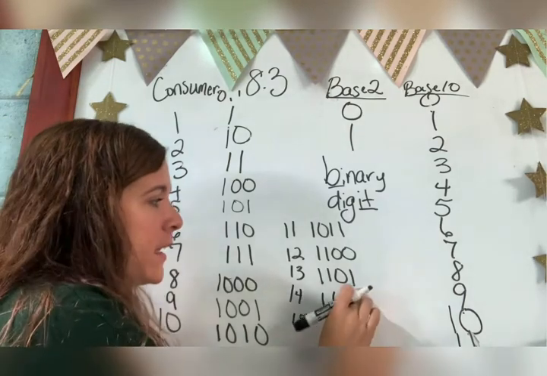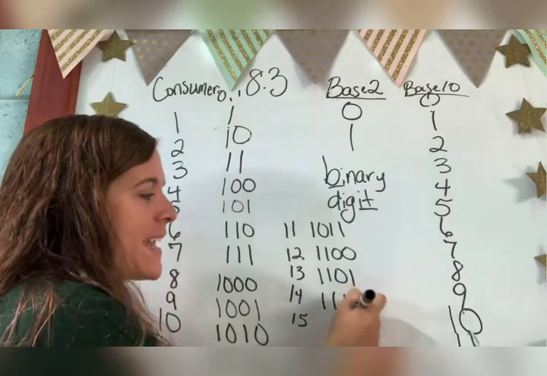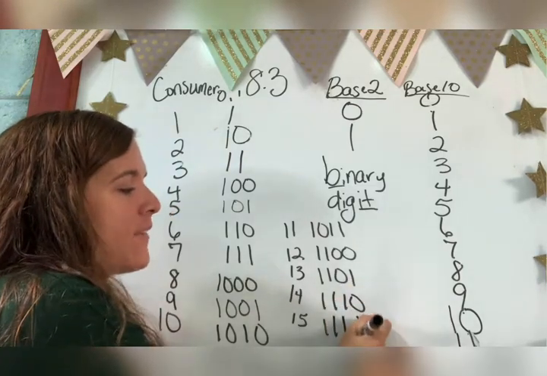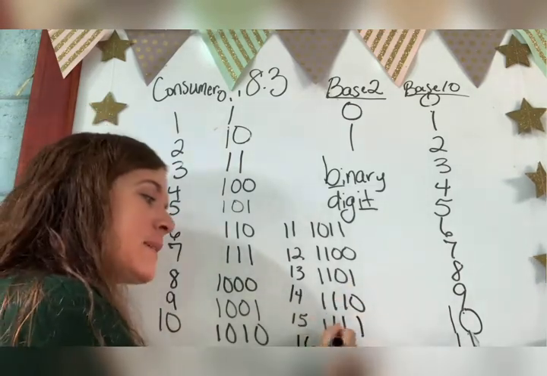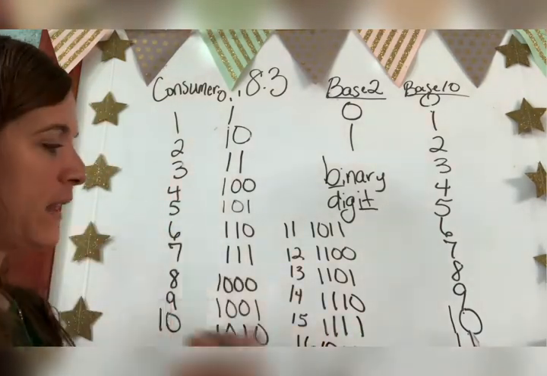Ooh, no, I forgot one. Oh, sorry. 1,101, 1,110, then 1,111, and then 16 becomes 10,000. Okay? You just keep filling up.